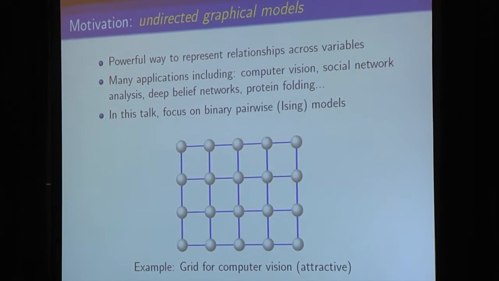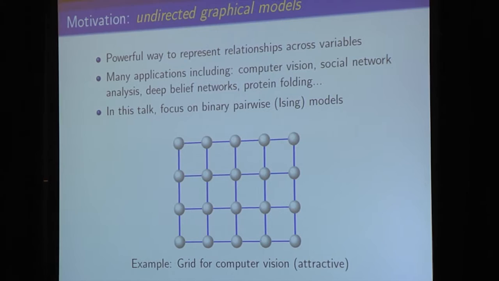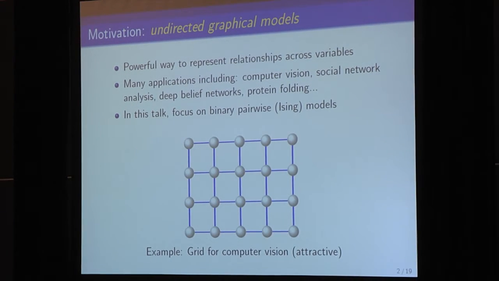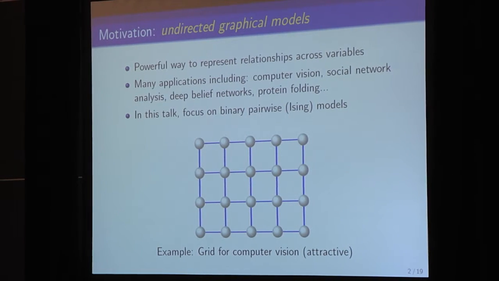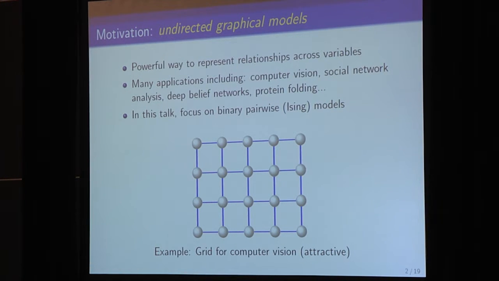So I'm going to be talking about undirected graphical models. These are a powerful way to represent relationships across variables with many applications, including computer vision, social network analysis, deep belief networks, protein folding, and many others. In this talk, we're going to focus on binary pairwise models, sometimes called Ising models. These are models where each variable can take one of just two possible values, and between any two variables, we might have an edge. That edge can either pull the variables towards the same value, in which case we call it attractive, or it can push them apart to different values, in which case we call it repulsive.